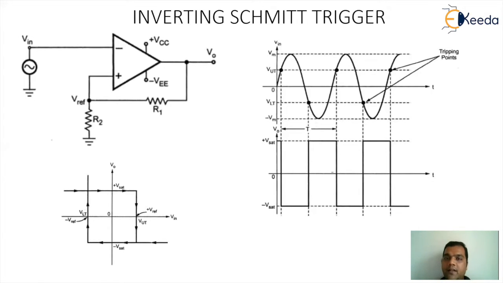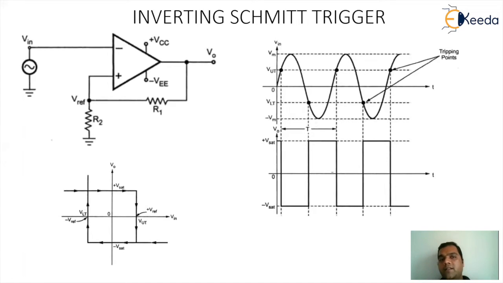And that is the reason before VUT, the output was plus Vsat. As soon as the input crosses VUT, the output goes to minus Vsat. This can be explained in the hysteresis graph as shown, where you can see the arrow pointing from plus Vsat to minus Vsat as soon as you cross the upper threshold.